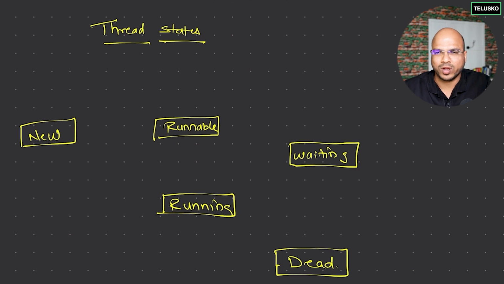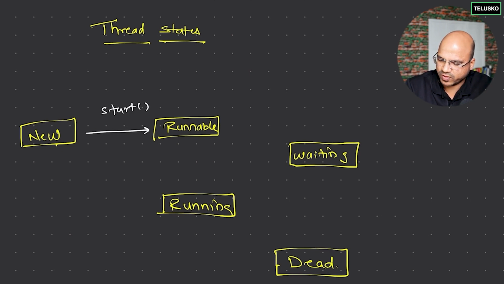Now, when you say new state, what exactly happens? When you create a new thread, for example in the code, when we said Thread t1 equals new Thread, at that point it becomes the new state. The moment you call the start method, it goes into the runnable state. Now, there's a difference between the runnable state and running. When your thread is actually running on the CPU, that is the running state. But when your thread is ready to execute and is waiting for the scheduler, that is the runnable state.